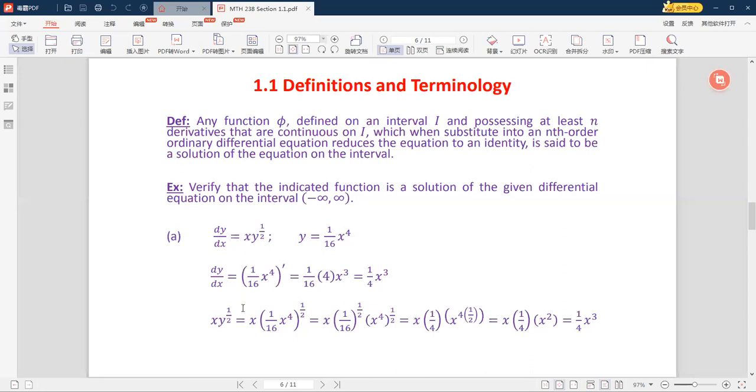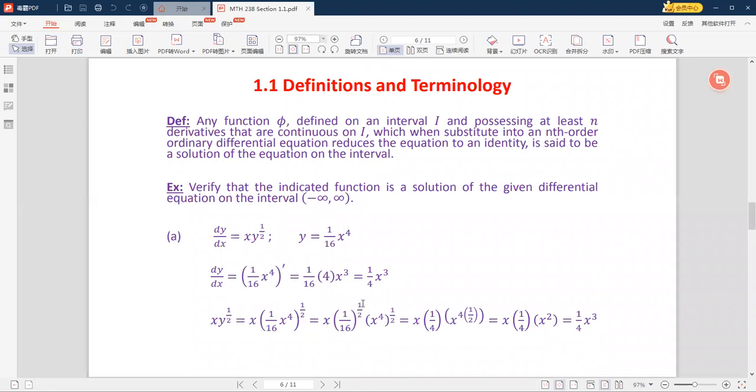See what we have. So x times y to the 1/2. If we plug in 1 over 16x fourth for y, then we get x times 1 over 16x fourth to the 1/2, right? So how do you take the 1/2 power of the inside? You just take the 1/2 power of each part. So we still have x in the front, and then we take the 1/2 power of 1 over 16 and the 1/2 power of x to the 4.